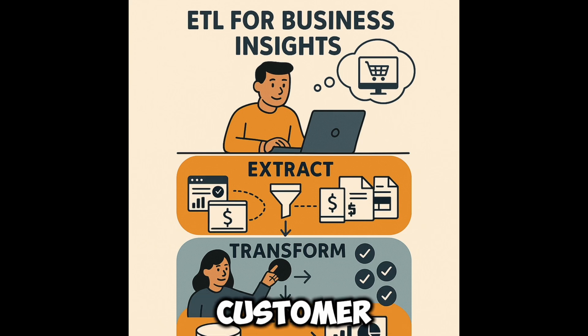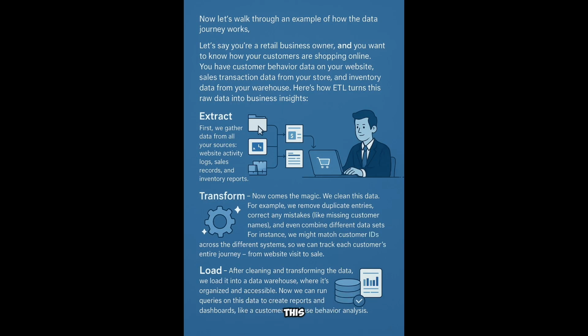Now, let's walk through an example of how the data journey works. Let's say you are a retail business owner and you want to know how your customers are shopping online. You have customer behavior data on your website, sales transaction data from your store, and inventory data from your warehouse. Here is how ETL turns this raw data into business insights. Using this use case, let's walk through the process of ETL, applying ETL on this example.